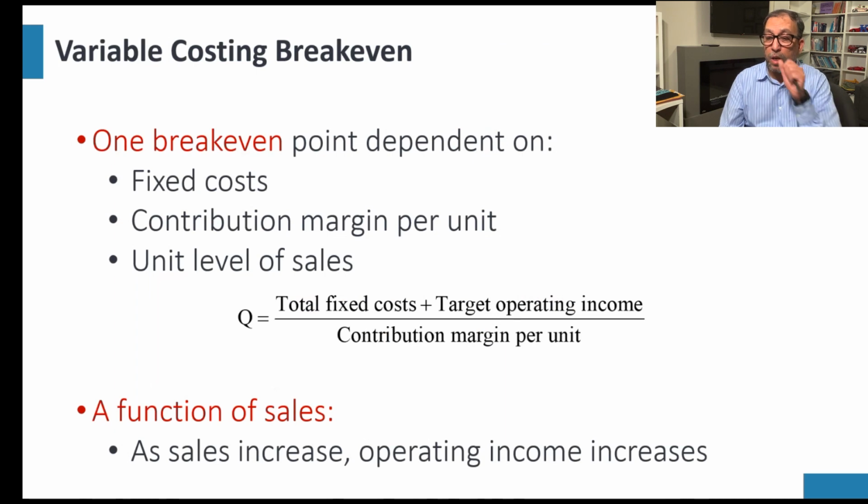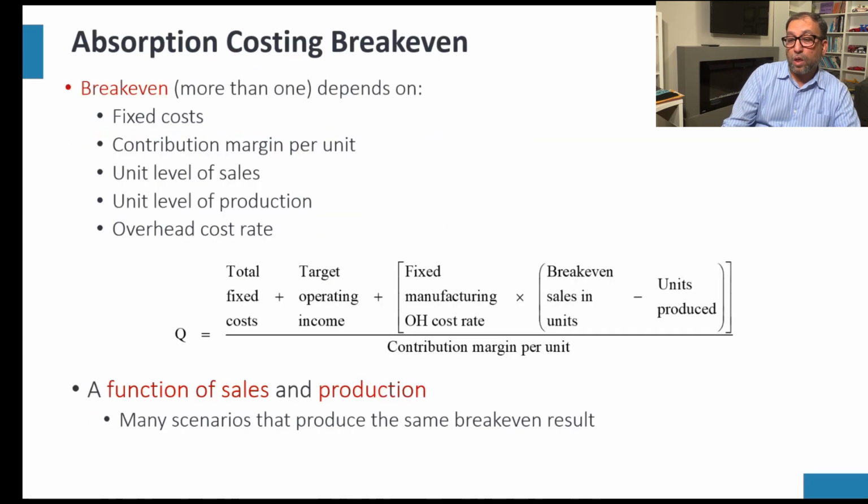Under variable costing, break-even point depends on fixed cost, contribution margin per unit, and unit level of sales. When we say break-even point, it means a point where there is no profit. So total fixed cost plus target operating income divided by the contribution margin per unit. That's the break-even, a function of sales. As sales increase, operating income increases. Absorption costing break-even depends on fixed cost, contribution margin per unit, unit level of sales, unit level of production, and overhead cost.